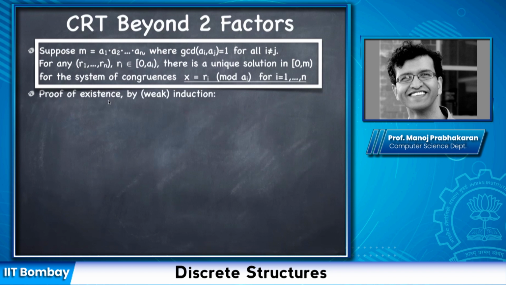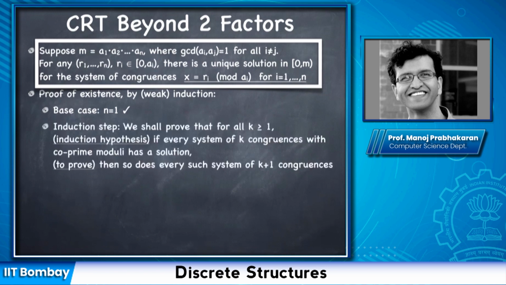Okay. Our base case is going to be actually a very simple case, n equal to 1. This just says M is equal to a1, and you're given a single equation saying x is congruent to r1 modulo a1. So you can pick x to be r1 itself, and it is a solution in the range 0 to a1 minus 1, so 0 to M minus 1. So that's the base case. So here is the induction step. We'll prove that for all k greater than or equal to 1, if it is the case that systems of k congruences, right?